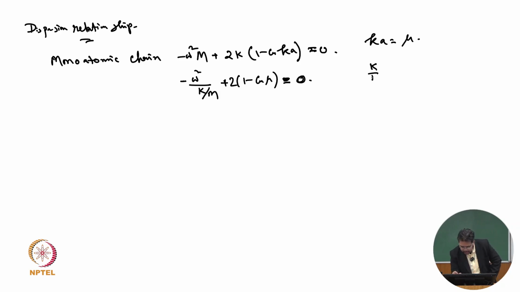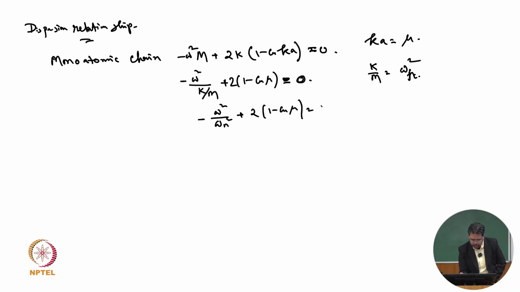Now, what is k by m? Anybody? K is the stiffness divided by mass, that is equal to the natural frequency squared. So that is also some sort of frequency. We can call it omega n. So I get omega by omega n squared plus 2 times 1 minus cos mu, and now I can call omega by omega n equal to eta.